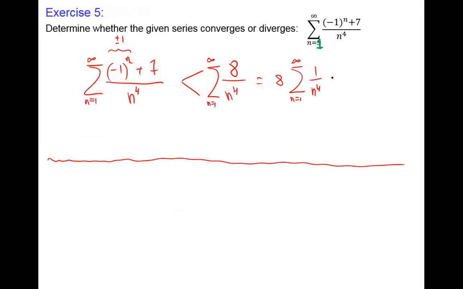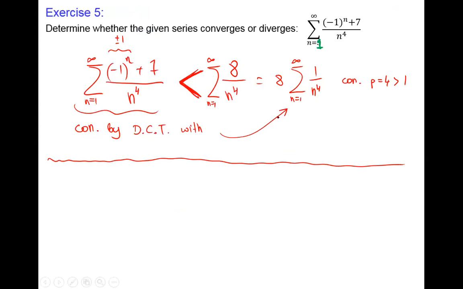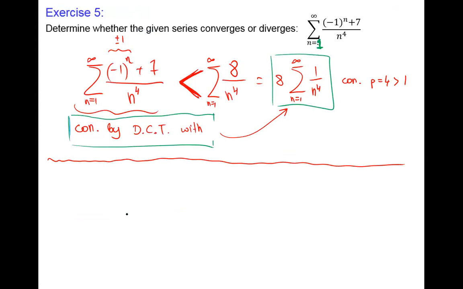And 1 over n to the power of 4, of course, is convergent because p equals 4 is greater than 1. Everything that is smaller, it's also convergent. Convergent by direct comparison test. And we're comparing with this one. I'm saving a little bit of writing.